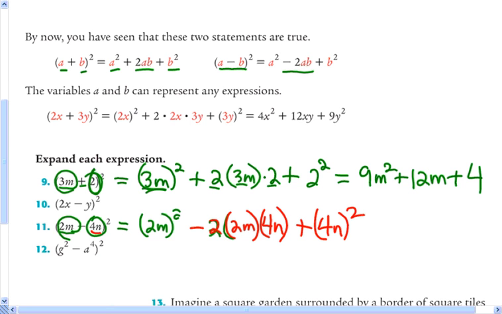And if I simplify that, I get, this is a second power here. 2m times 2m is 4m to the second. 2 times 2 times 4 is 16. Then mn, plus 4n times 4n is 16n squared.